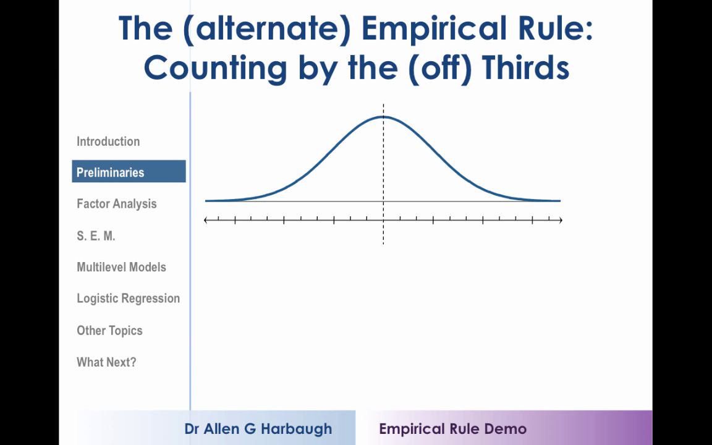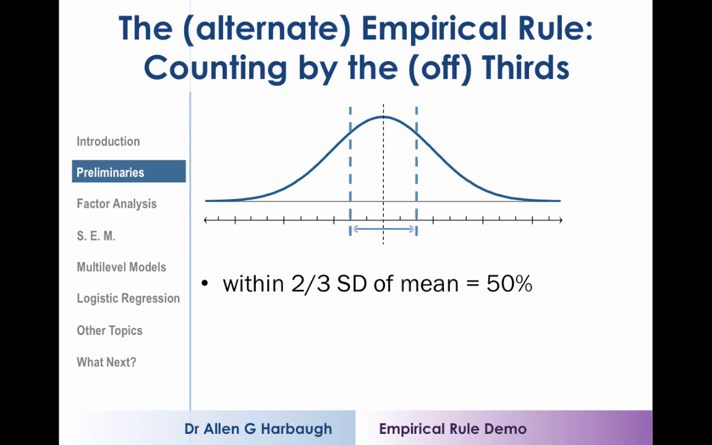Now, there's an alternate empirical rule that I prefer, and I refer to it as counting by the off thirds. This takes advantage of the fact that if we're counting by thirds, we get nice percentages, whereas the 68, 95, 99.7% has nice cutoff points, namely 1, 2, and 3 standard deviations. It doesn't have the nicest of percentage points. 68 and 99.7 aren't common percentages that we use.